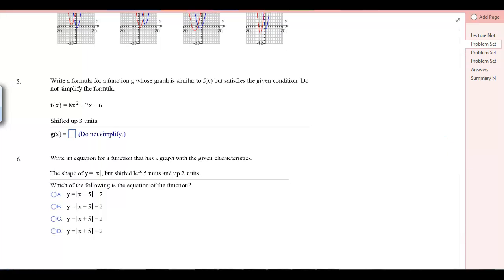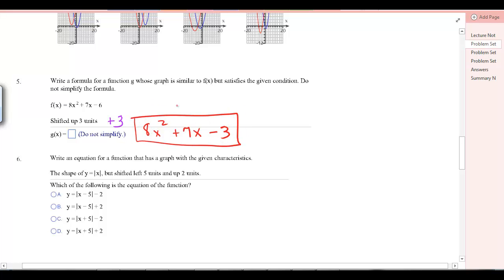All right. Number 5, write a formula for a function whose graph is similar to f of x but satisfies the condition. So it's going to be similar to this but up 3 units. So that just means we're going to have a plus 3 here at the end. So we should have 8x squared plus 7x minus 6, and a plus 3 gives us a minus 3. So that works for that one.